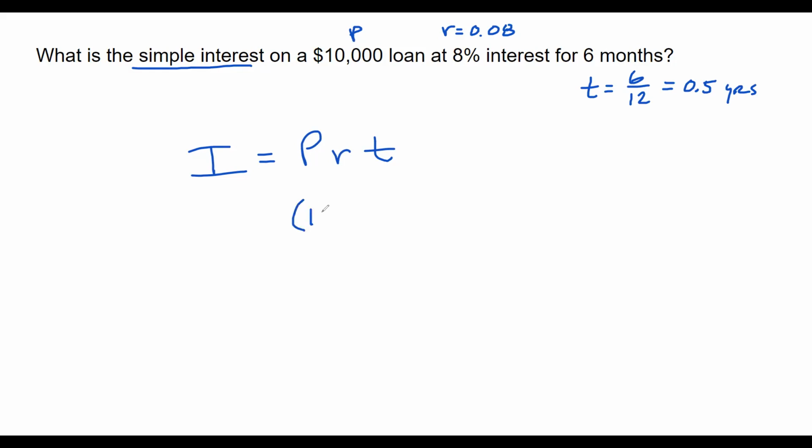That's the only difference in this problem. Principal is 10,000. Our rate is 0.08. And our time is 0.5. We multiply that all out, and we get $400 of interest.